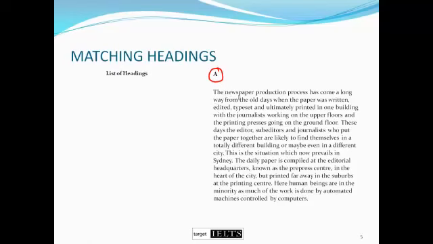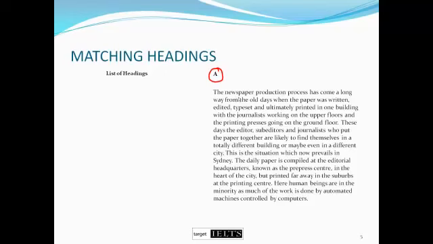It says, the newspaper production process has come a long way from the old days when the paper was written, edited, typeset, and ultimately printed in one building with the journalists working on the upper floors and the printing presses going on the ground floor. It does not make a lot of sense. I will go back and read it a second time.